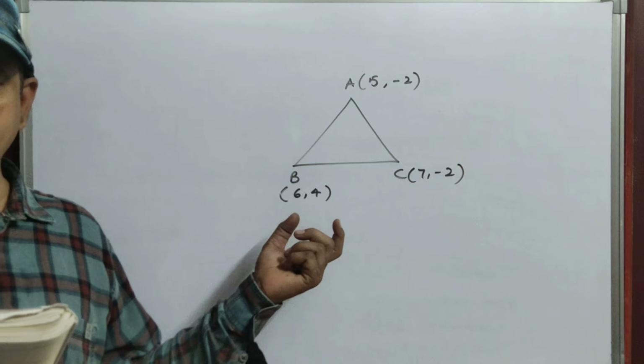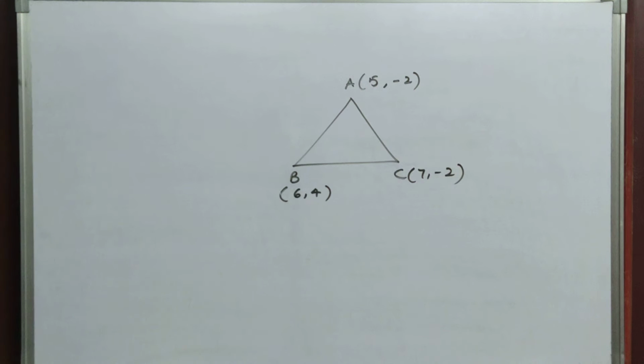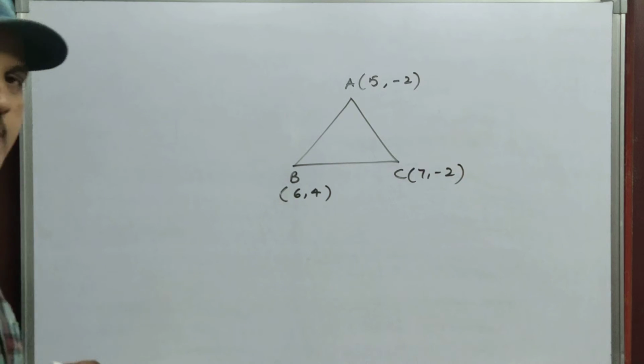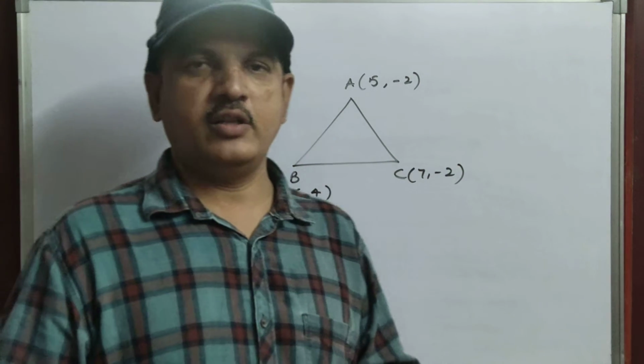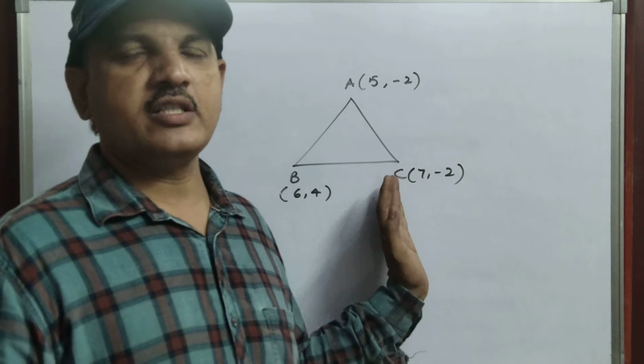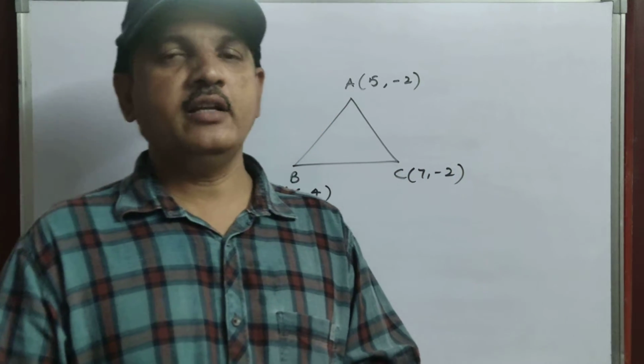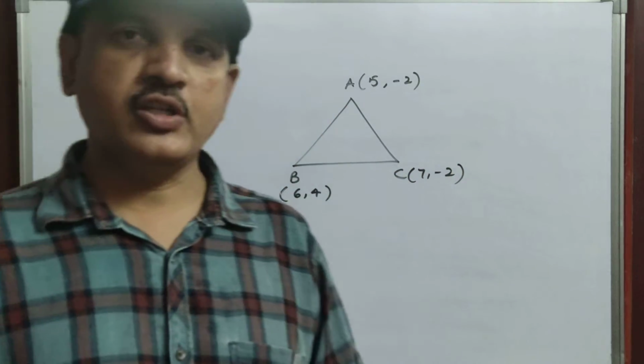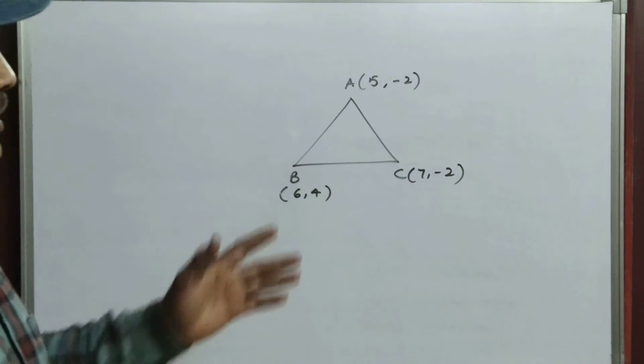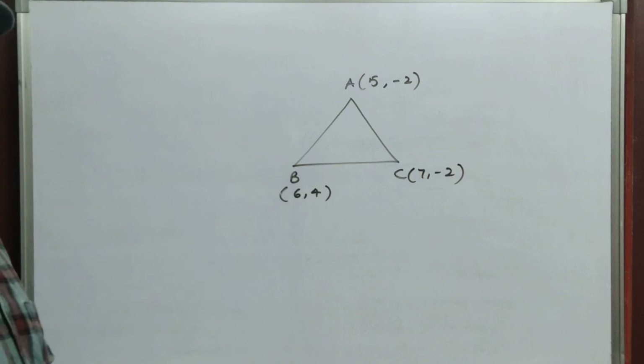Now it is asking, are the vertices of an isosceles triangle? Actually, isosceles triangle means what? Any two sides of the given triangle are equal. Then it becomes an isosceles triangle. Now how can you tell that any two sides are equal? That is completely again what?